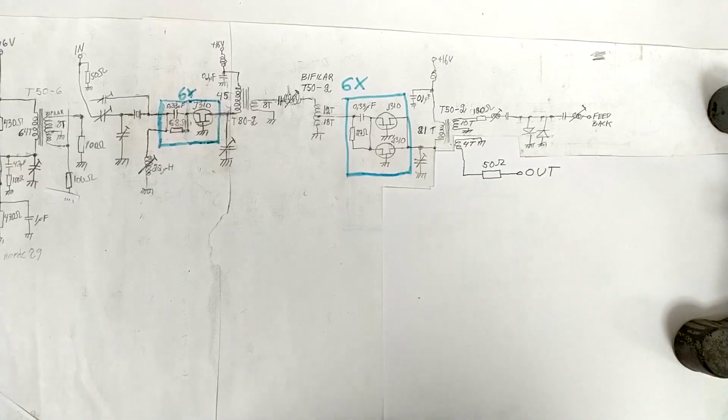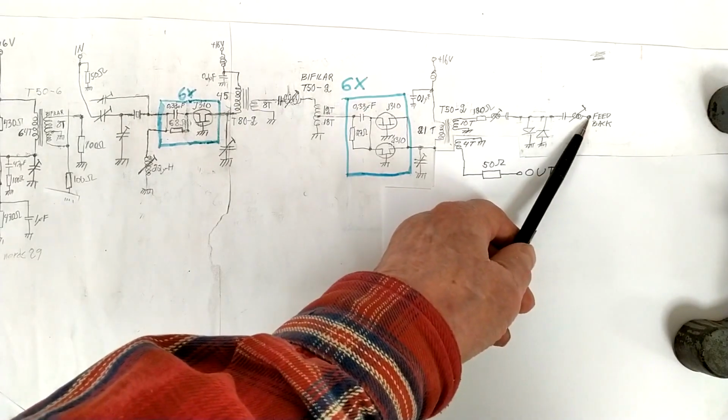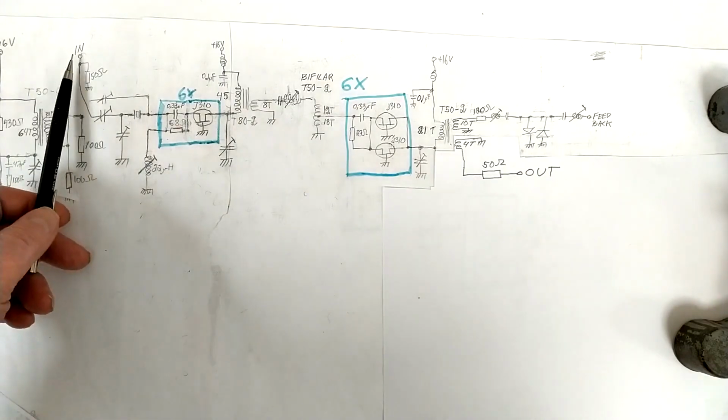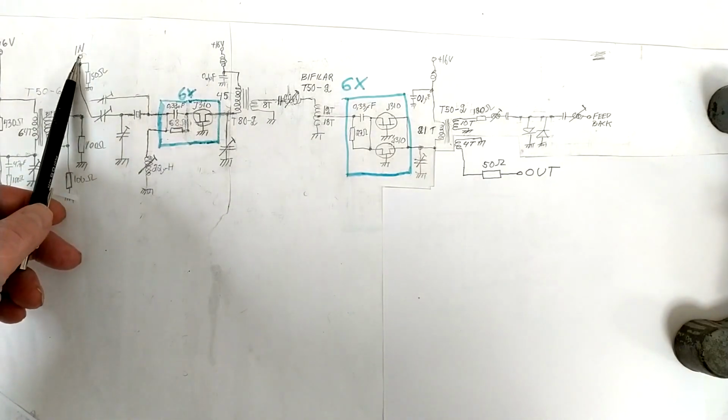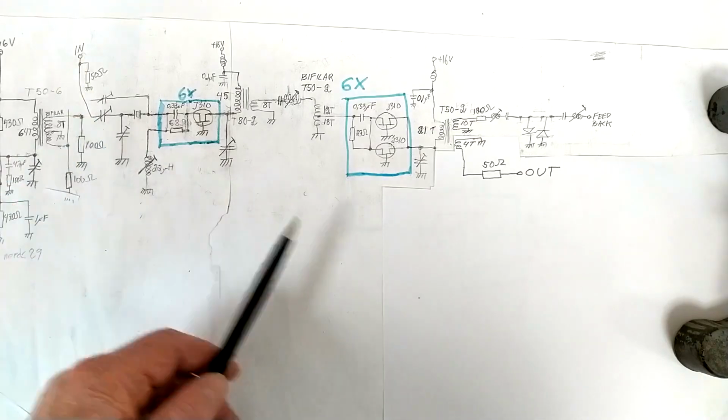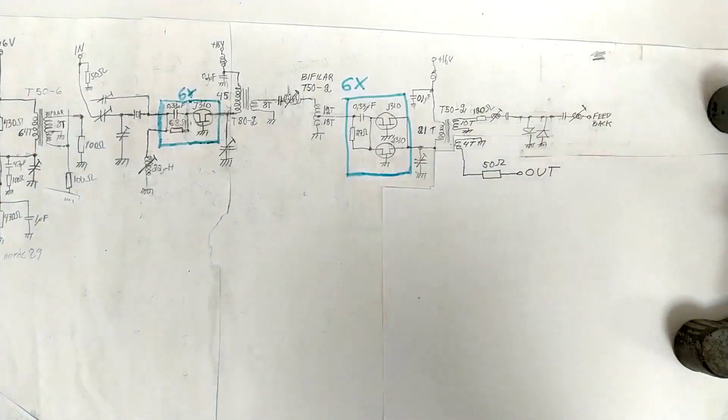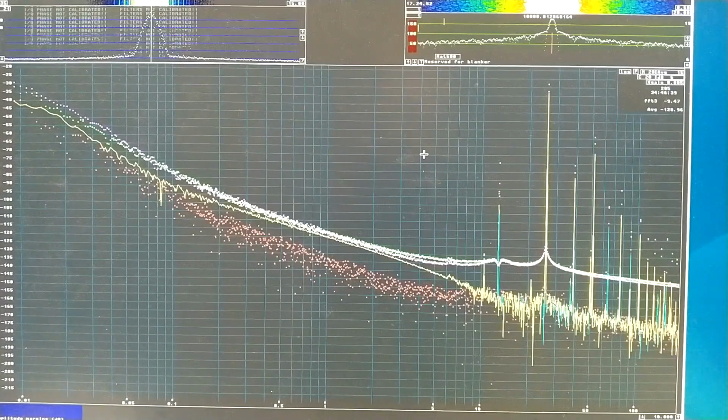I have removed feedback, so this one is open now, and I feed the Wenzel oscillator in here with a little attenuation to get the same power level out as I had before. Here is what I see after 34 hours and 45 minutes.